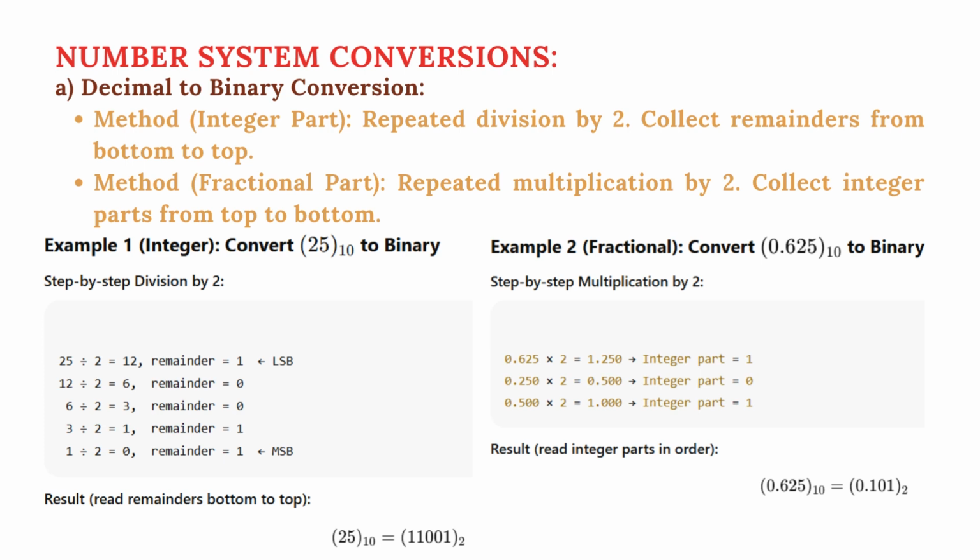Method 1 is the integer part. Repeated division by 2, collect remainders from the bottom to top. Method 2 is the fractional part.